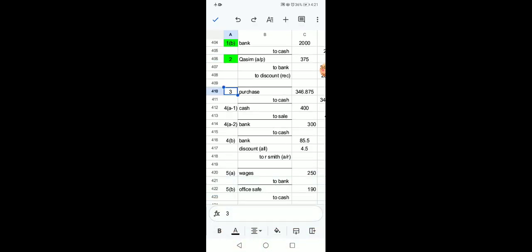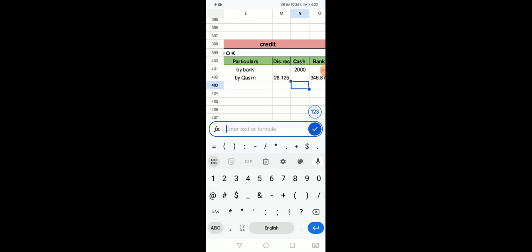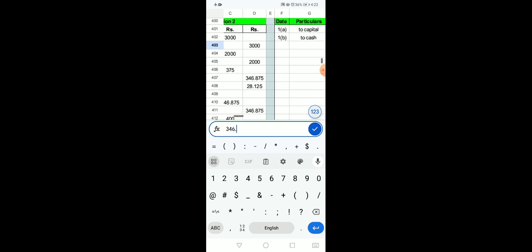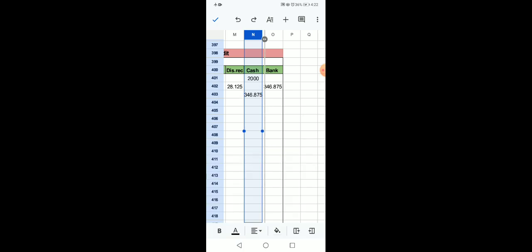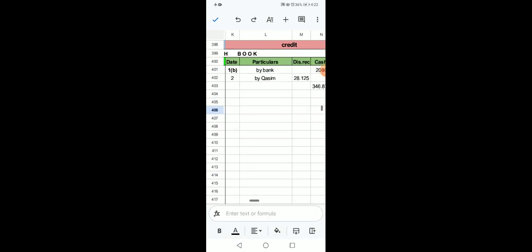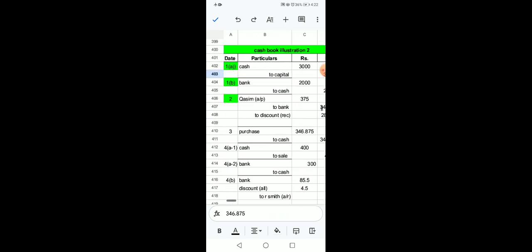Now we are at entry number 3, where there are two elements, but we are associated with only one element, which is cash, and cash is credited by 346. We will go to the cash column and write 346. Something is also present in decimal and it's 875. So you will write 875 after the decimal. Let's make a little adjustment for the larger amount. Okay, you have written 346.